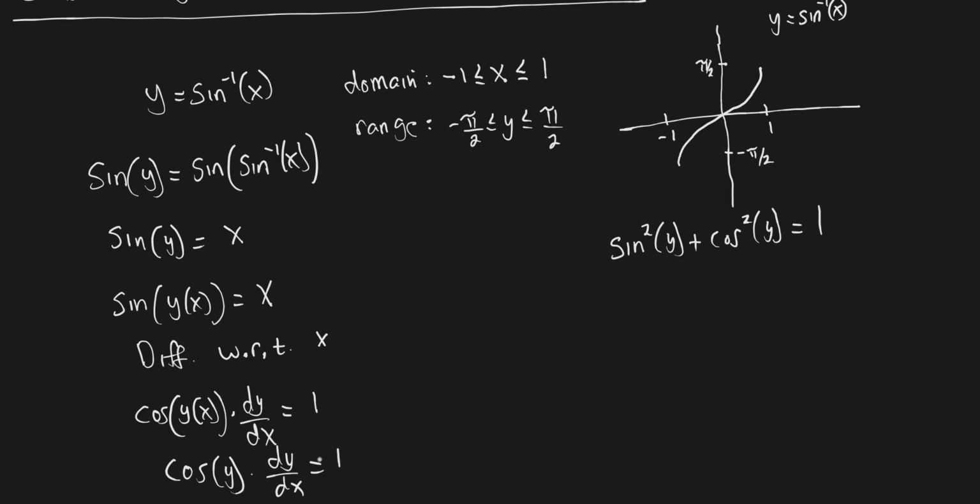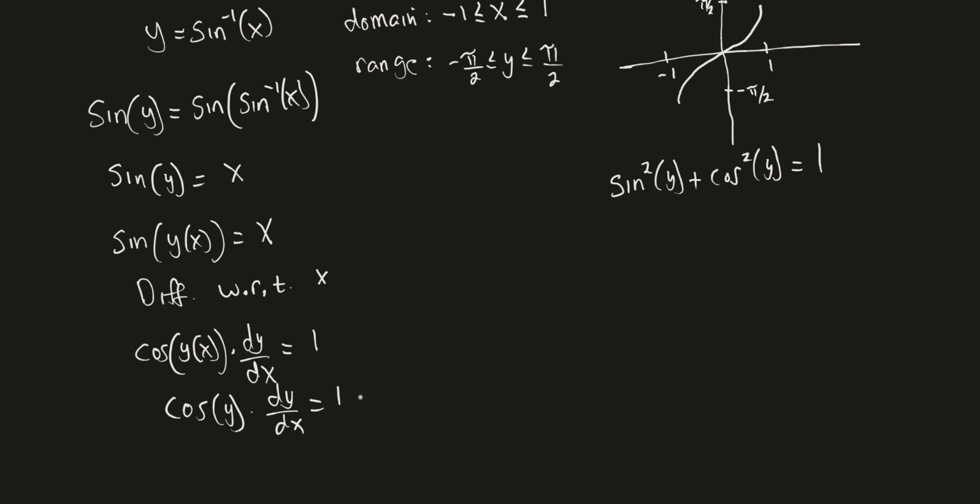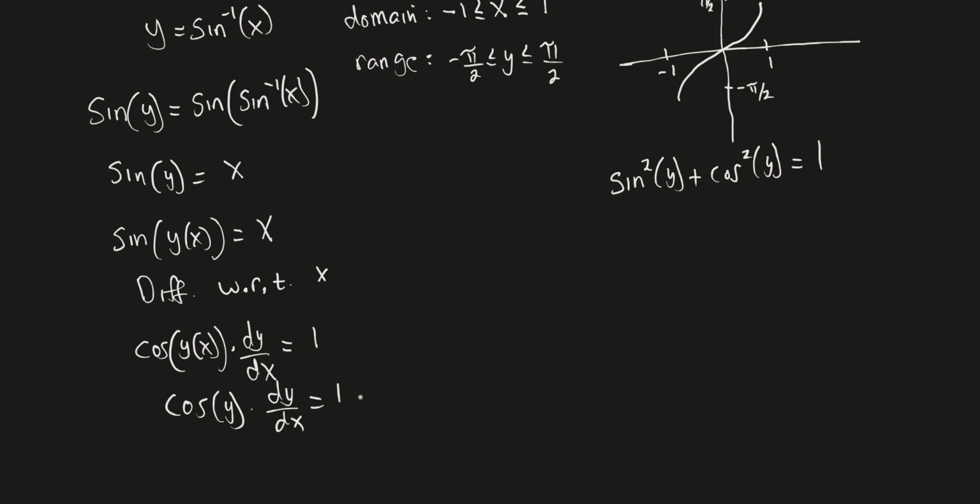So I have the cosine of y times dy/dx, that's equal to 1. So again, not a terribly complicated equation. Next up, what I can do is divide both sides by the cosine of y. That way I can isolate dy/dx. So I'll get that dy/dx is 1 over the cosine of y.